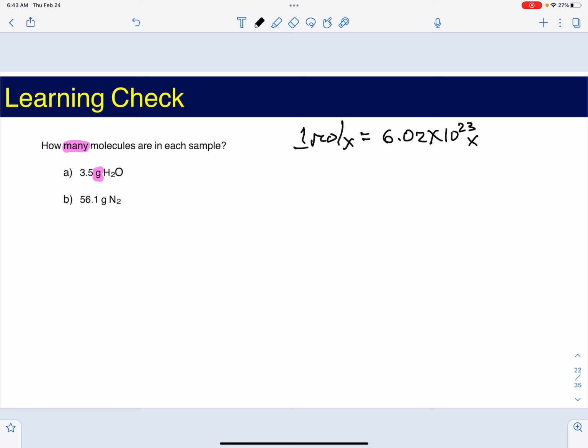In this case, we're talking molecules. So let's see how we do that. Given 3.5 grams of water, can you tell me how many molecules you have?